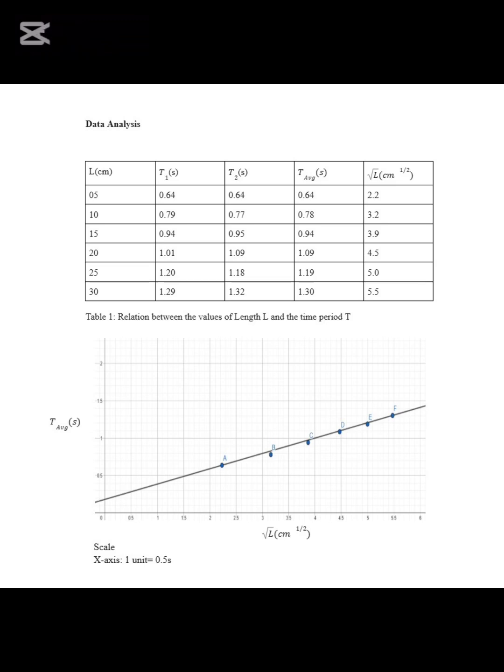According to theory, the graph should pass through the origin, meaning when the length is 0, the time period should also be 0. The presence of the y-intercept suggests that there may be systematic errors or external factors affecting the results. Despite the y-intercept, the overall linear trend still supports the theoretical model. This shows that the relationship between the time period and the square root of the length is valid, confirming the core principles of pendulum motion.